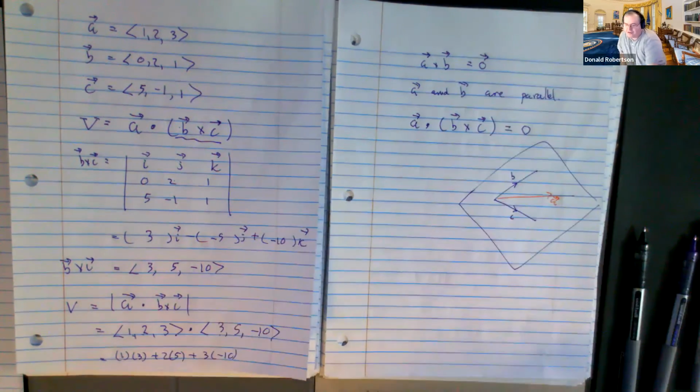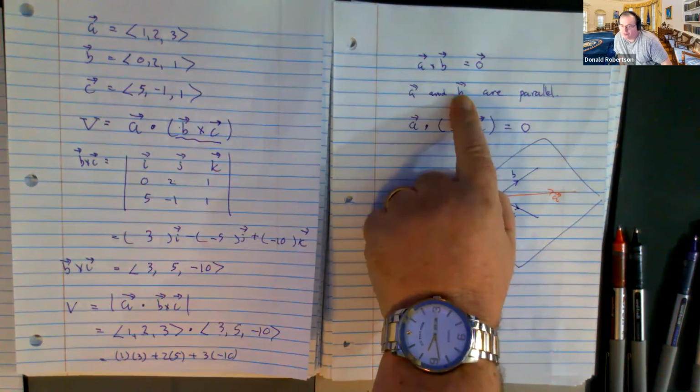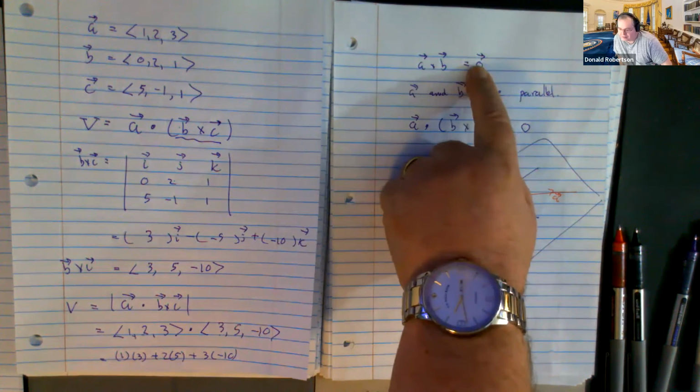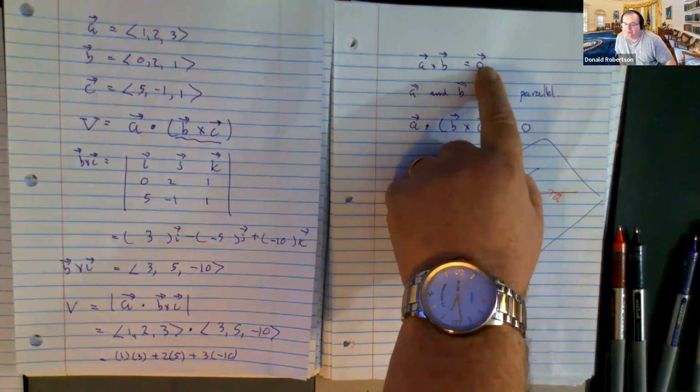Because isn't the volume of a flat piece of paper 0? That makes sense. So if you want to test are two vectors parallel, can't you find their cross product? And if it's 0, they're parallel. And if it's not the 0 vector, they're not parallel.